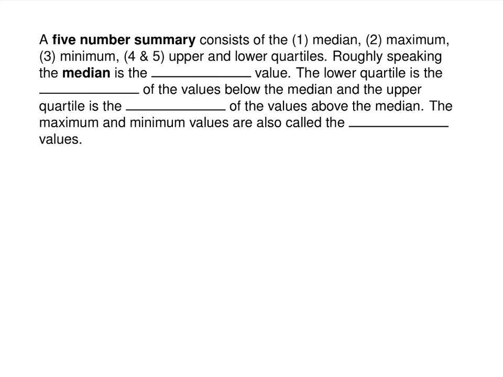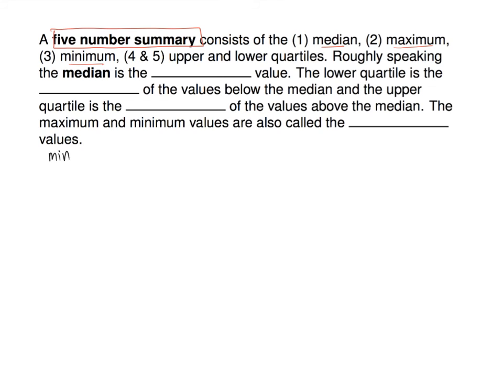Now, an important numerical summary that you will have to know how to find is something called a 5-number summary. And as the name suggests, there are 5 numbers in this summary. The first one is the median. The second and third are the maximum and minimum. And the fourth and fifth are something called the upper and lower quartiles. Now, nothing says that they have to be given in this order. It actually probably is best to give them in the following order.